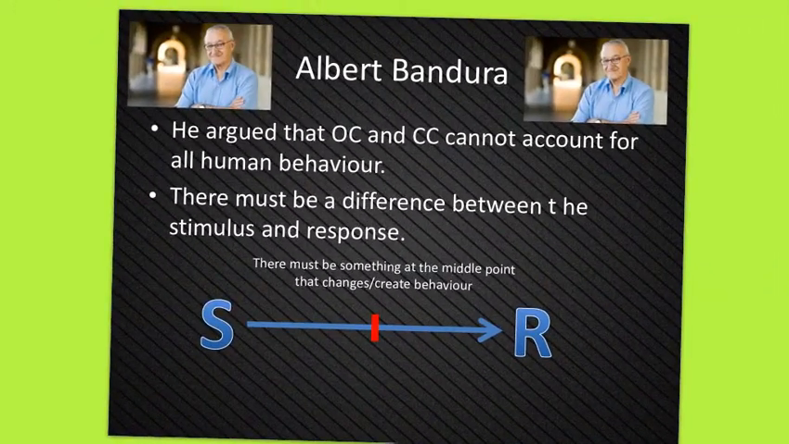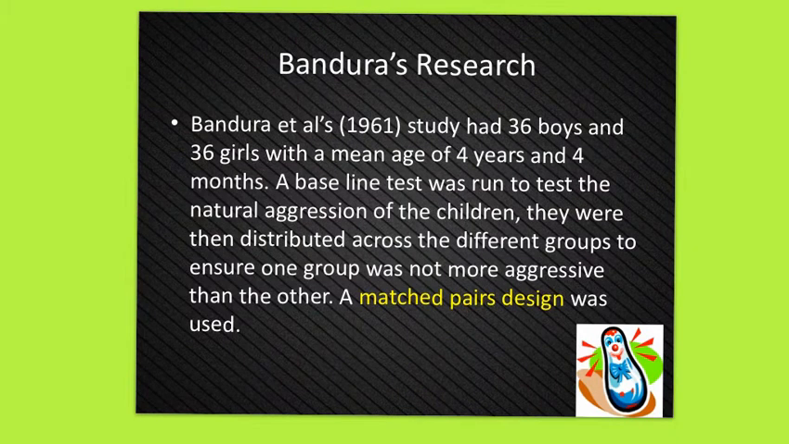Now, Bandura's study had 36 boys and 36 girls with a mean age of 4 years and 4 months. A baseline test was run to see what their natural aggression was of each one of the children. They were then distributed across the different groups to ensure one group was not more aggressive than the other.